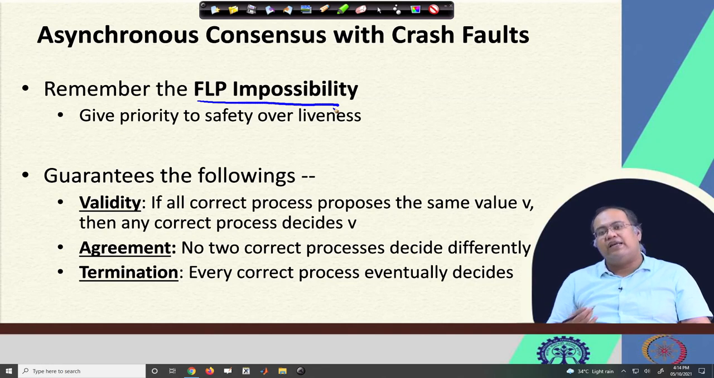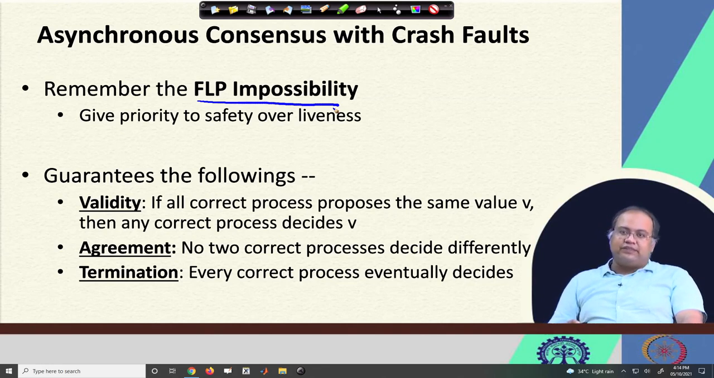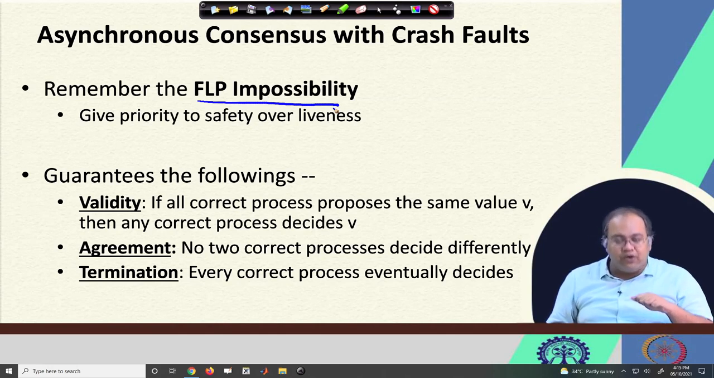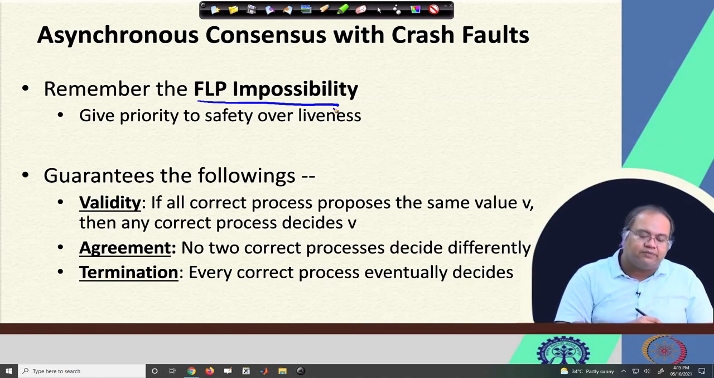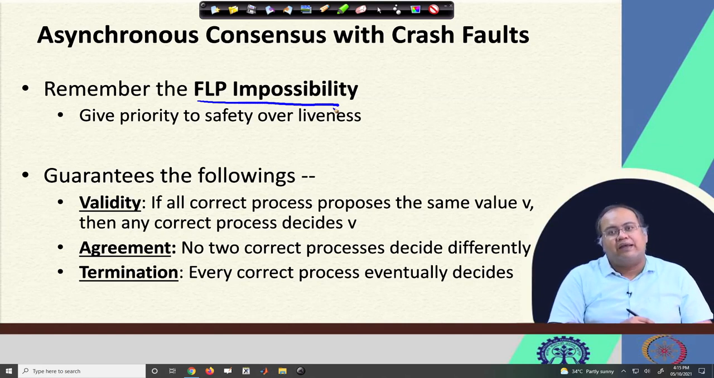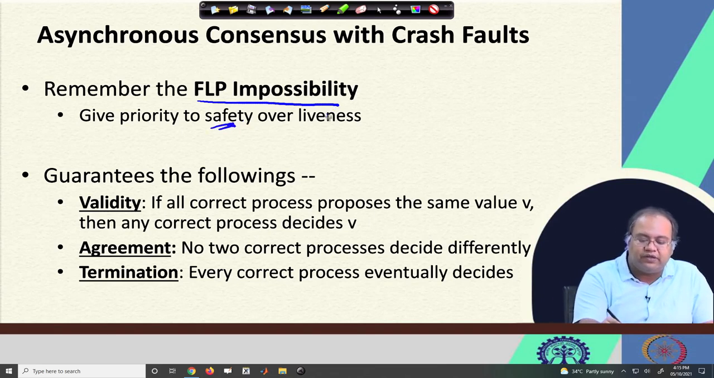Again, in today's lecture I am repeating the same story about the FLP result, but as I mentioned earlier, while you are designing a consensus algorithm for any network, reiterating this FLP impossibility is important, because you cannot satisfy all the criteria for consensus simultaneously, and when you cannot, you need to give priority somewhere. Typically, these crash fault tolerant algorithms that we are going to talk about, and some of the BFT consensus algorithms as well, give priority to safety over liveness.